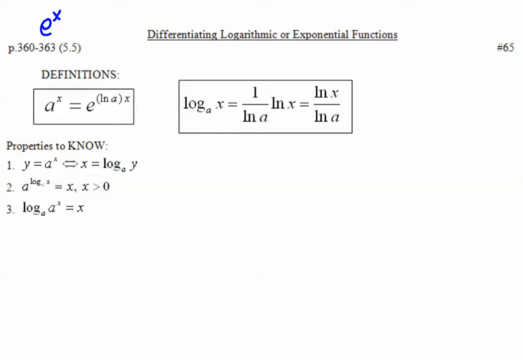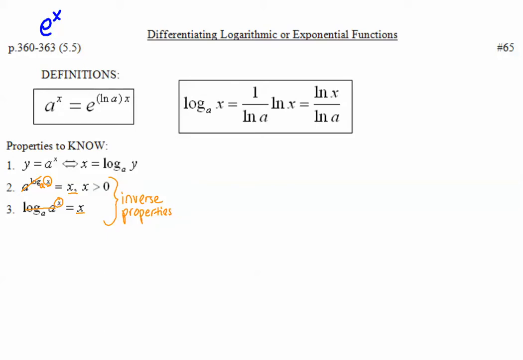Also, the two inverse properties that we've been using: a to the log base a of x is just x, or log base a of a to the x is just x. So those two inverse properties right there are important to know for simplifying purposes. Simplifying is always a good idea because we'd like to have a simpler function for taking the derivative.